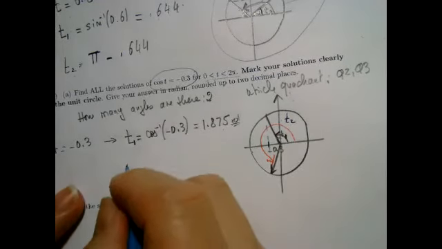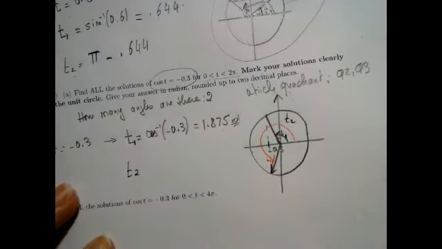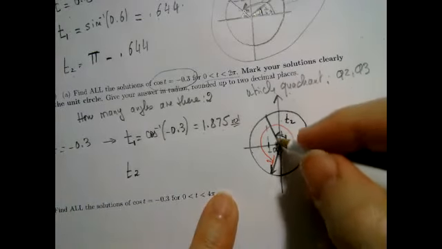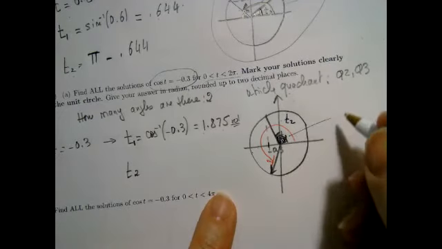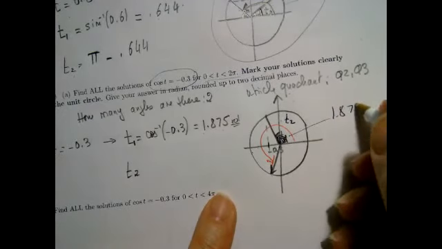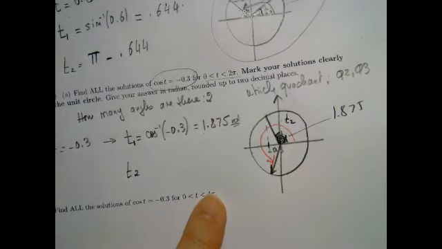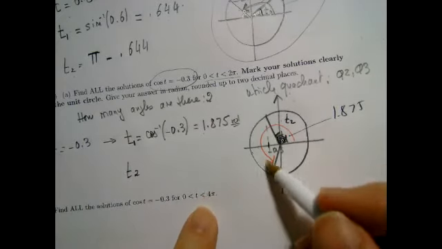Now, what is the T2? Now I go back to my picture. All right, I know this angle. So this T1, this one here, is 1.875. How can I get the red one? Just look at the picture. How can I get this one?